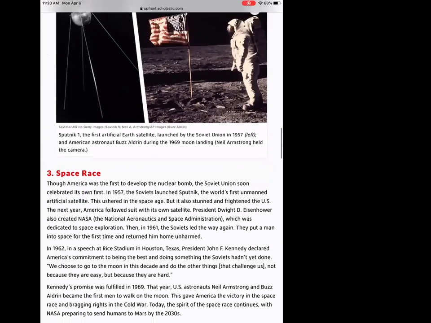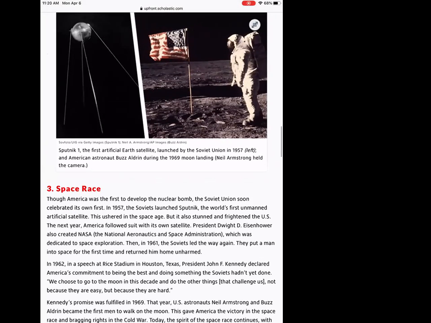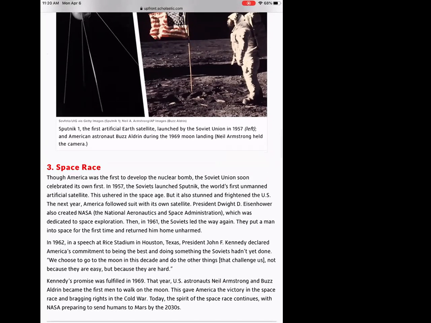All right, number 3, the space race. So these pictures are from the space race. Though America was the first to develop the nuclear bomb, the Soviet Union soon celebrated its own first. In 1957, the Soviets launched Sputnik, the world's first unmanned artificial satellite. This ushered in the space age, but it also stunned and frightened the US. The next year, America followed suit with its own satellite. President Dwight D. Eisenhower also created NASA, the National Aeronautics and Space Administration, which was dedicated to space exploration.